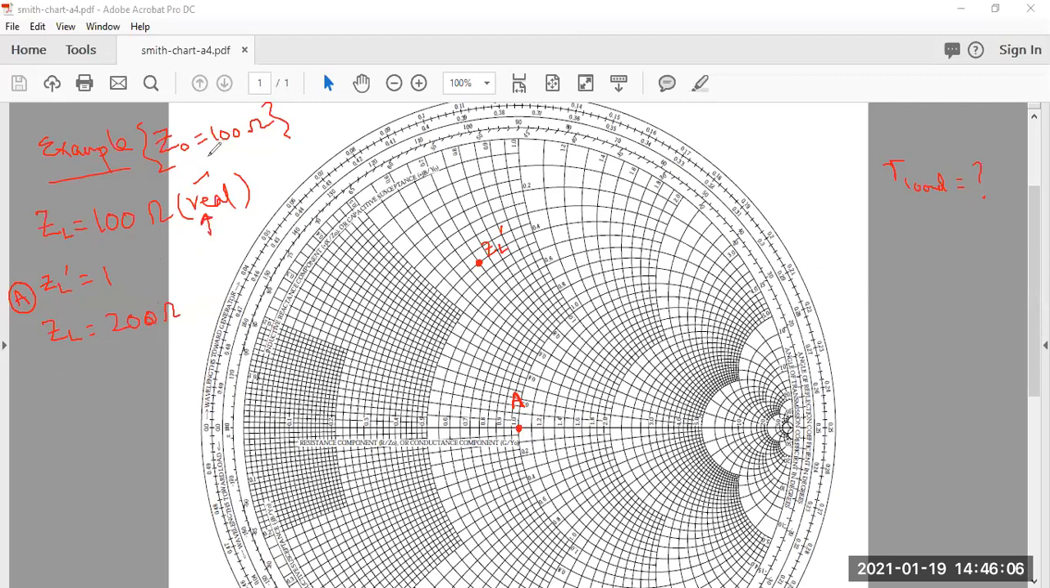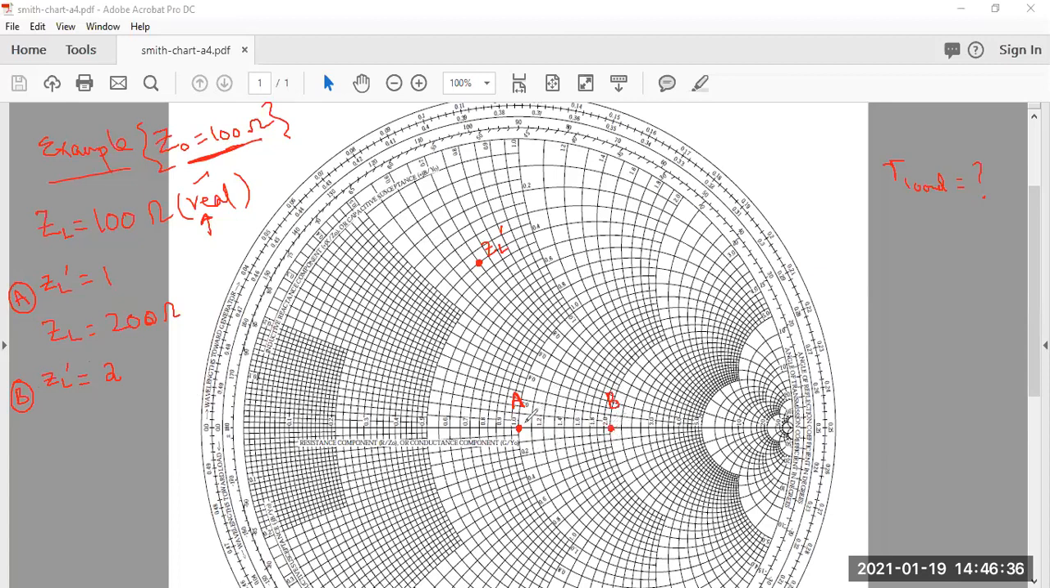Again, I am going to normalize it. Our normalization constant is 100 ohm. So in this case, the normalized value of the load will be equal to 2. Let me call this example B. So where is this point on the Smith chart? We need to find the point where we have 2. So let's see where 2 is. It's right over here. So this point is going to represent this value.